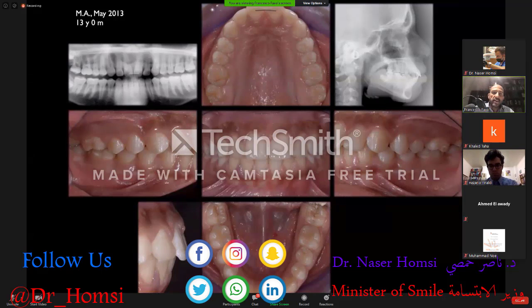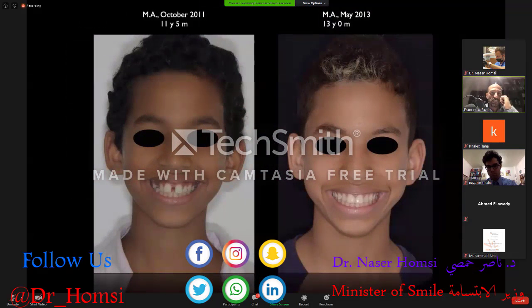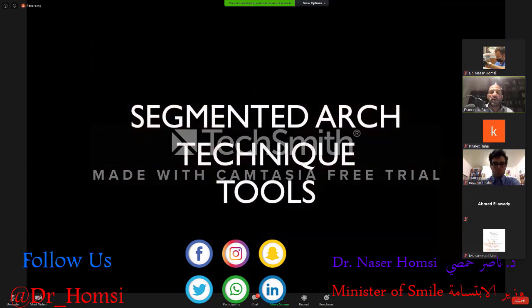And so this is the very nice natural occlusion of the patient that I personally do not want to change, because I can't do better than this. And this is the case from the beginning to the end of the treatment. Here is a follow-up from May 2013.